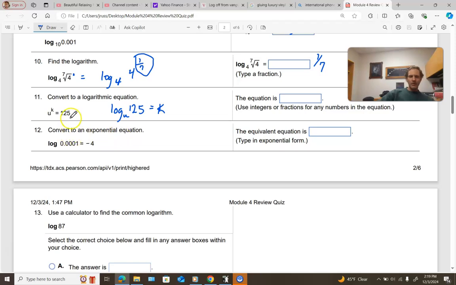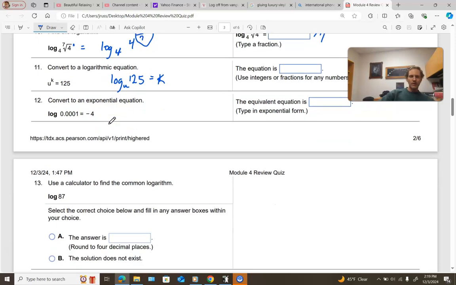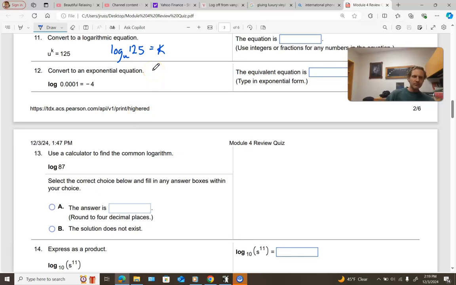And very similar here where it says convert to an exponential equation. The base of this logarithm is an understood 10. So going from a logarithmic equation to an exponential equation, you're going to throw away the log, keep the base, and then swap the -4 and the 0.0001. Okay, and that's it. That's your equivalent exponential equation.